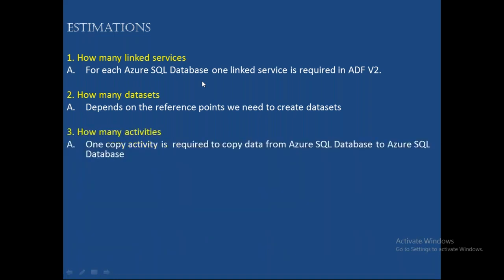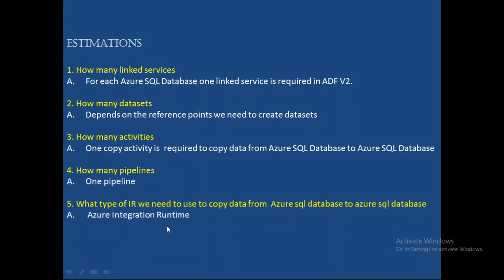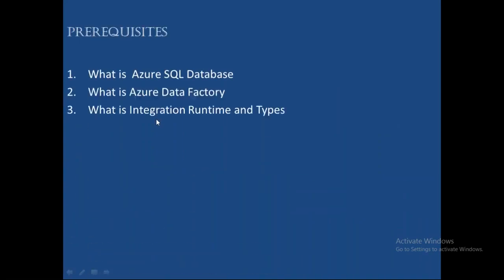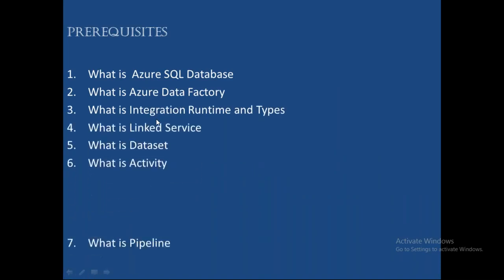Next, how many activities? One copy activity is required to copy data from Azure SQL database to Azure SQL database. Before you copy this data, if you want to check some conditions, maybe you can use an if activity or a filter activity, all of which we have done already. Next, how many pipelines? One. For Azure SQL database, we need to use an Azure integration runtime, that you know. Prerequisites: we should know what Azure SQL database is. We already learned what data factory is, what integration runtime and its types are, what a linked service, dataset, activity and pipeline are. So all these things we are already aware of.